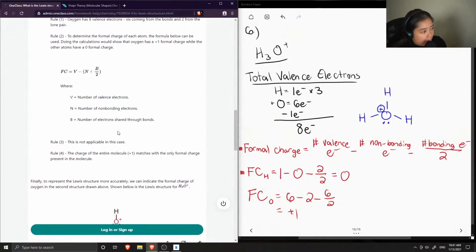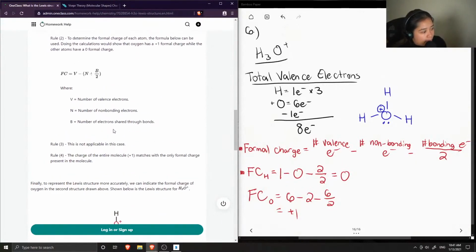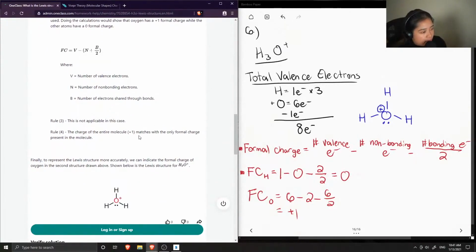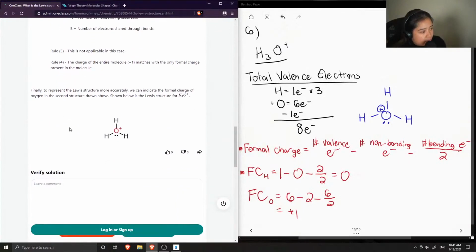Okay. And the charge of the entire molecule matches the formal charge, and they got the same Lewis structure. So this solution is correct.